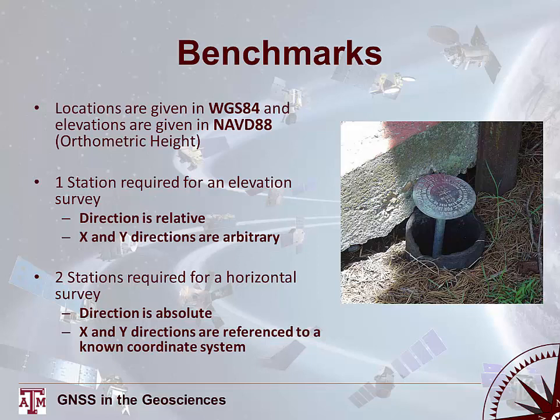If you have two benchmarks, then you can clearly define what the direction is for any surveyed point. In other words, the X and Y directions are referenced to some known coordinate system. So if your two benchmarks are managed by the U.S. National Geodetic Survey, such as the one pictured here, then your coordinates would be tied to that WGS 84 datum.